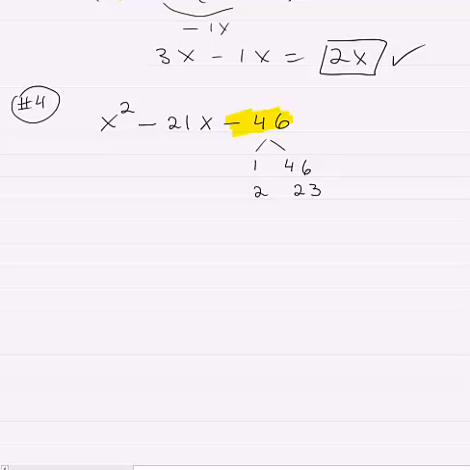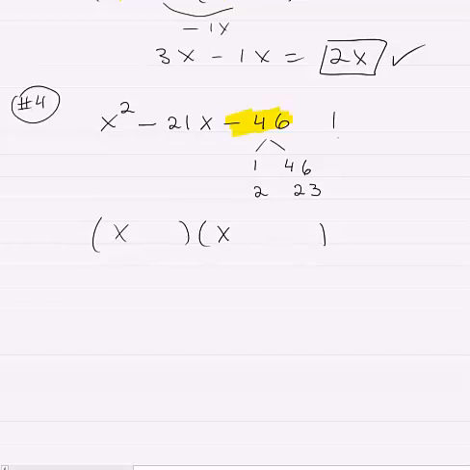It's not divisible by 3. It's not divisible by 4, 5, or 6. Well, for now, I don't see it's divisible by anything else other than those numbers, so it's good. We don't have that many cases to try. So then you write down the two parentheses. It's still got to be an x and an x, because how else are you going to get an x squared, right? Okay, so now you need 2 and 23 or 1 and 46.